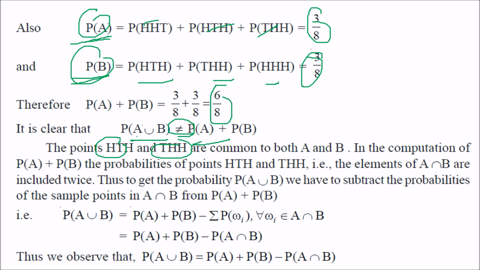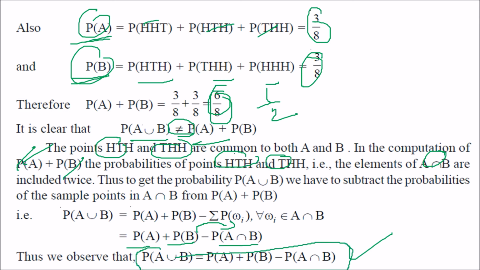When you are adding PA plus PB, you are actually adding these two twice, in the elements of A and A intersection B. So you have to subtract it once to get the exact result. That is why 6 by 8 was not equal to 1 by 2. So you have to subtract the extra added P of A intersection B from PA plus PB. This is our expression, which you have to learn: P of A union B is equal to PA plus PB minus P of A intersection B.